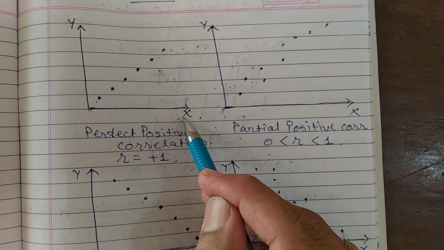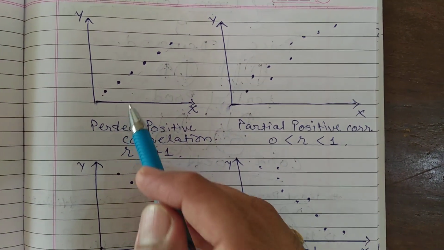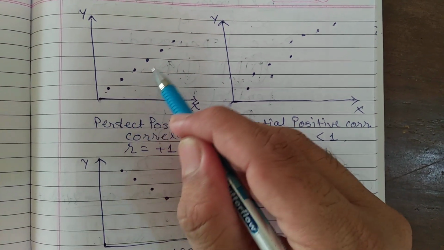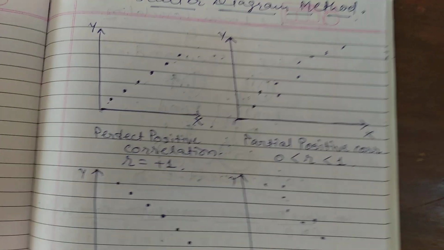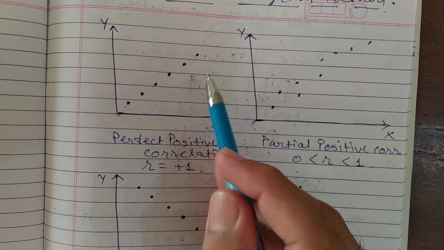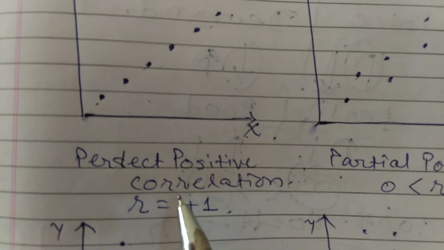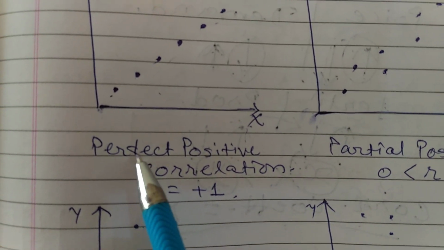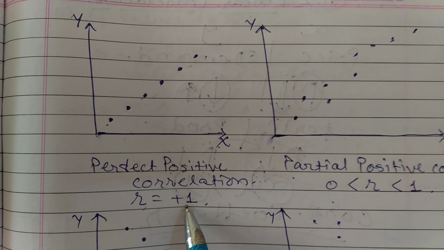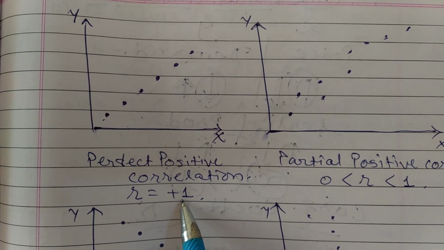When the values of x and y are placed on a graph, and the line goes from left hand side bottom to right hand side in an upward direction in a same straight line, then it is called perfect positive correlation. The value of the correlation coefficient is always r is equal to +1. That's why it is called perfect positive correlation.